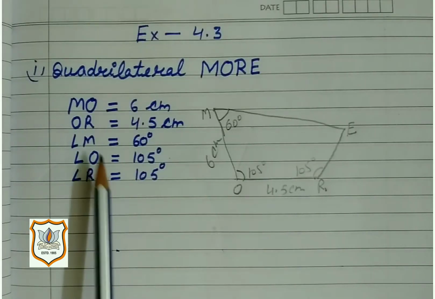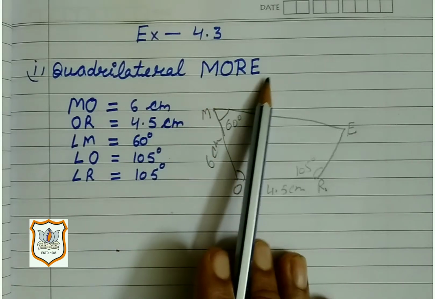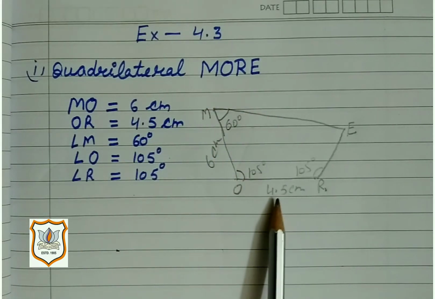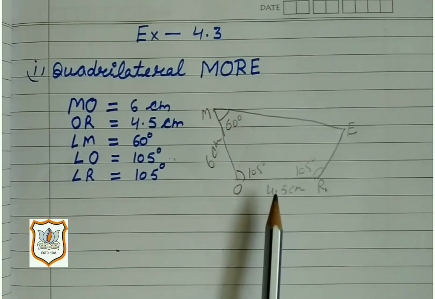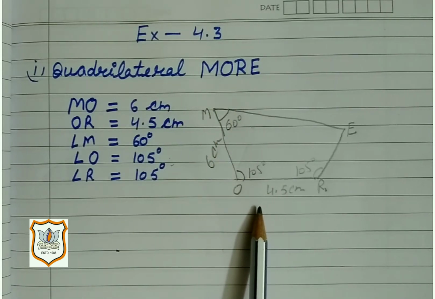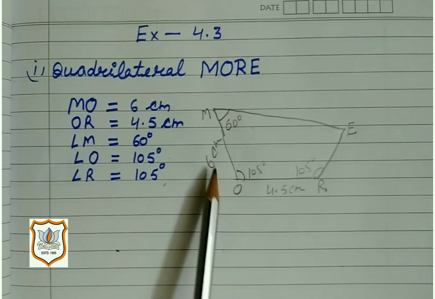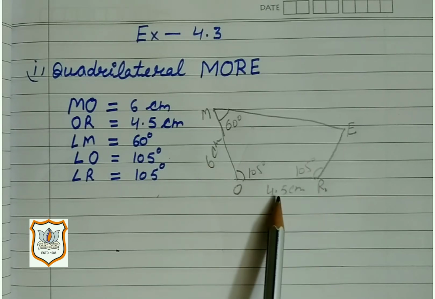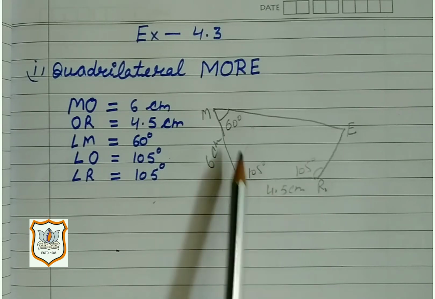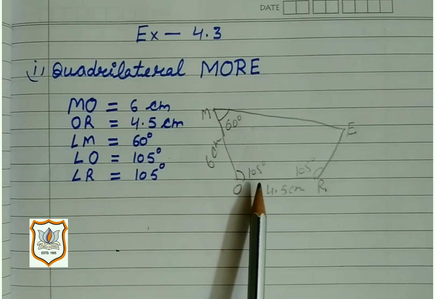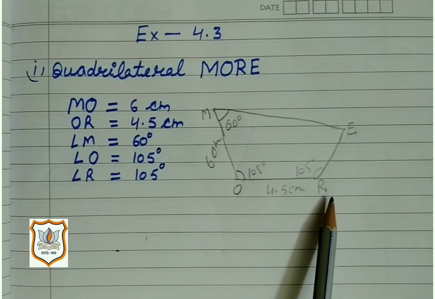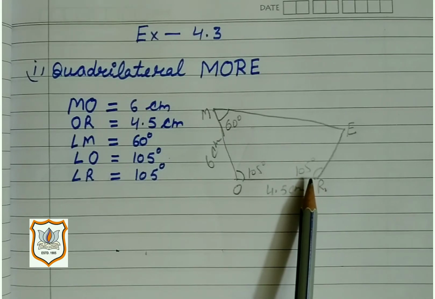Let's construct quadrilateral MORE. This is a rough sketch of quadrilateral MORE that would help us in deciding our steps of construction. So students, here MO is 6 cm, OR is 4.5 cm, and angle M is 60 degrees, angle O is 105 degrees, and angle R is 105 degrees.